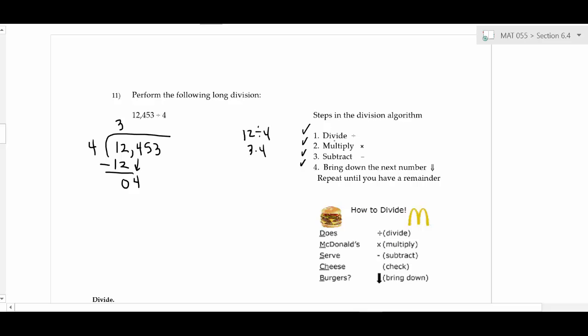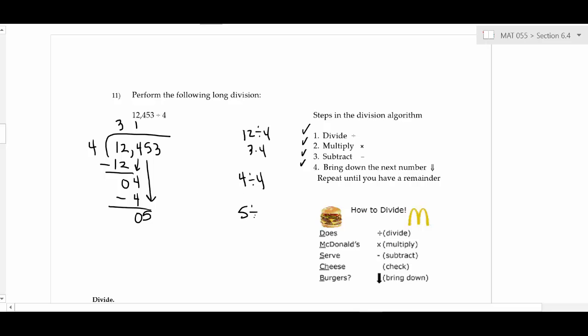Okay, now we're ready to go back to step 1 and divide again. So we do 4 divided by 4, which is 1. So we put the 1 there. Then we multiply. 1 times 4 is 4. Then we subtract, and we get 0. Then what do we do? Bring down the next number. Okay, then we start over again.